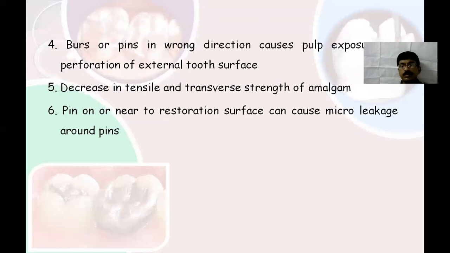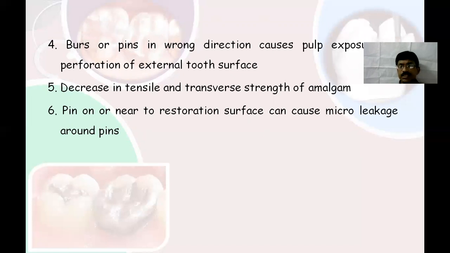And the fourth disadvantage is that when you are using the burs for preparation of the complex amalgam restoration, or we are using the pins in a wrong direction, it can cause exposure of the pulp, or it can lead to perforation of the external tooth form. So when we are using the burs, if the angulation of the bur or the pin angulation is not correct, it can cause a pulpal exposure or perforation of the external tooth surface.